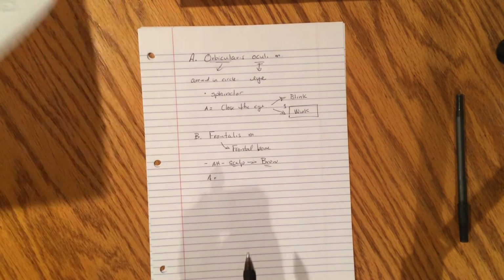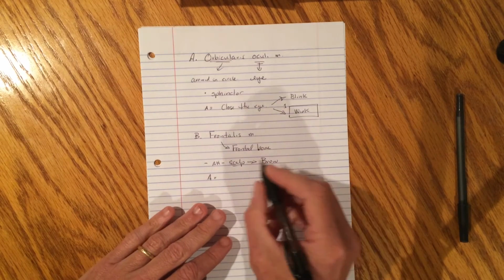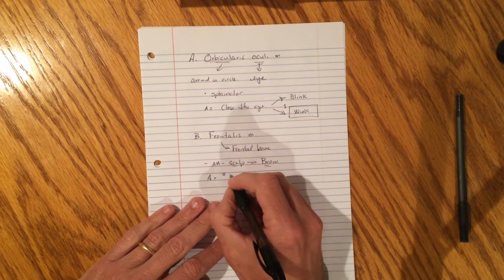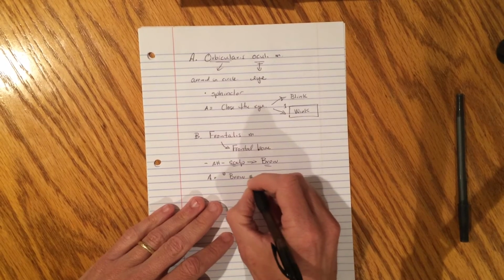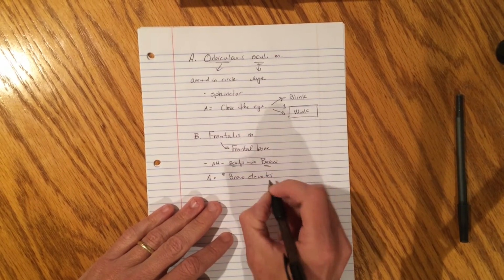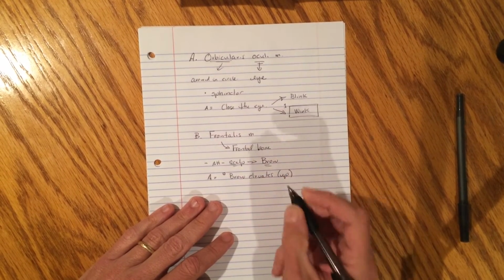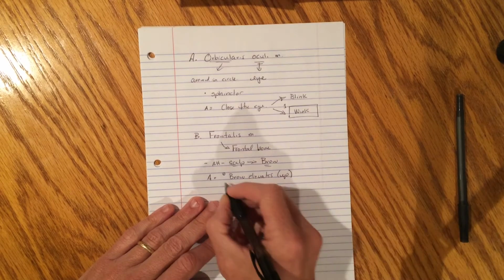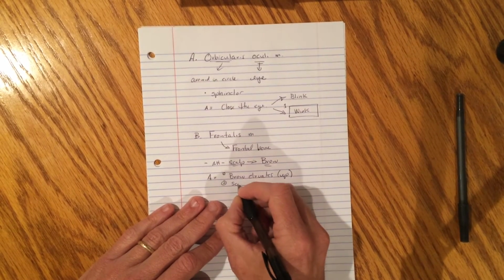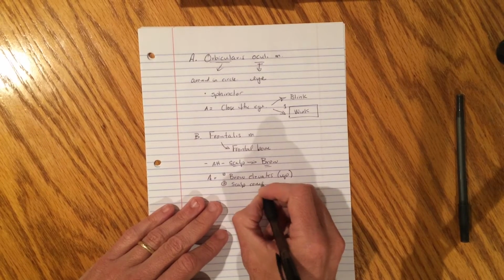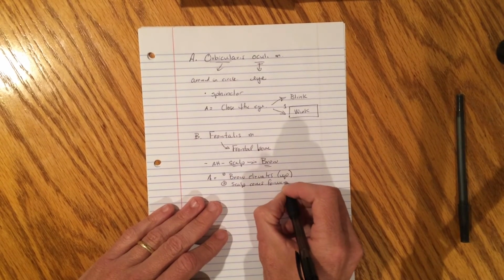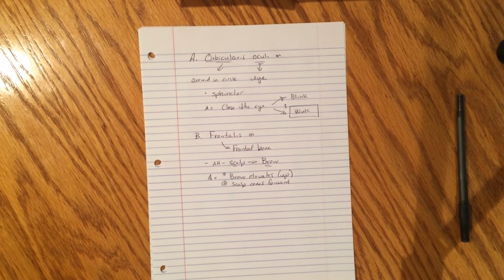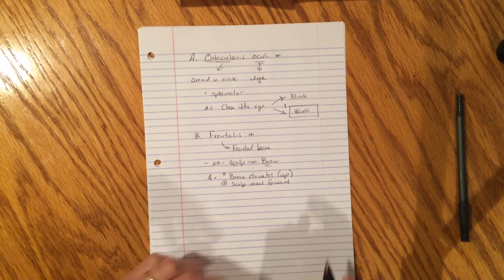So let's go back to our paper and write that. Action, two-part. 1, brow elevates. Remember, that's a directional term that means up. So the eyebrow goes up. And 2, the scalp comes forward. And you should be practicing all of these, by the way. The brow elevates and the scalp comes forward.